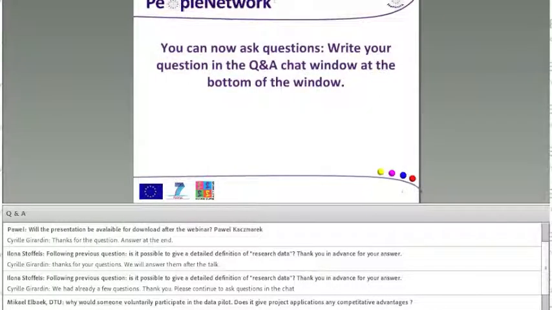Okay, the question: why would someone voluntarily participate in the data pilot? Does it give project applications any competitive advantages? So as I've said, whether you participate in the pilot or not is not part of the project evaluation. So it's not really evaluated, except of course there is one sentence in the impact criteria, but that only says describe if it's relevant for you, if you make your data open access. So it does not give any immediate, I would say, advantage in the proposal phase.